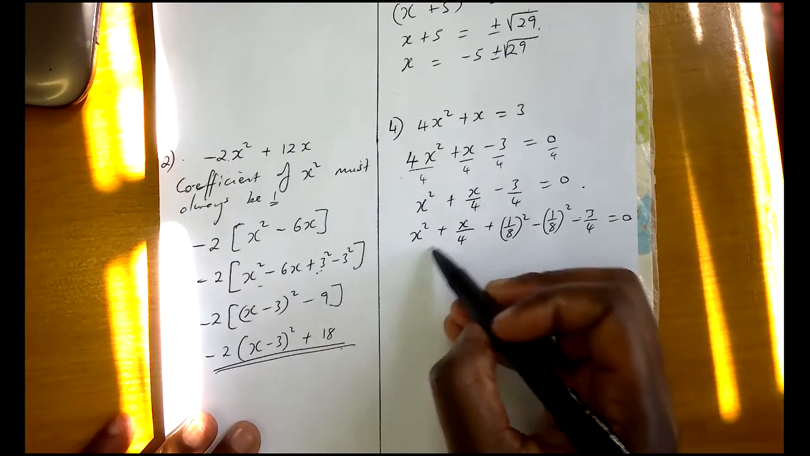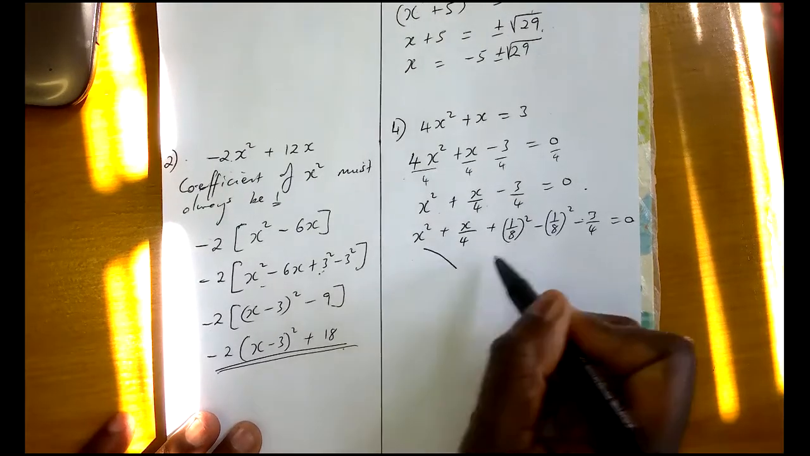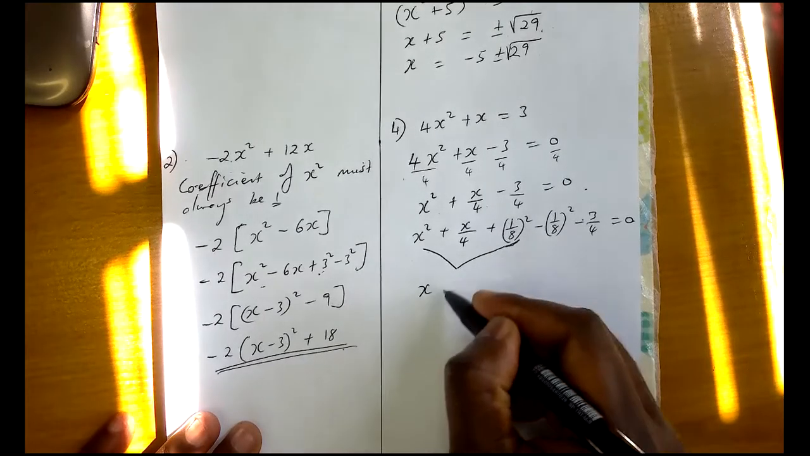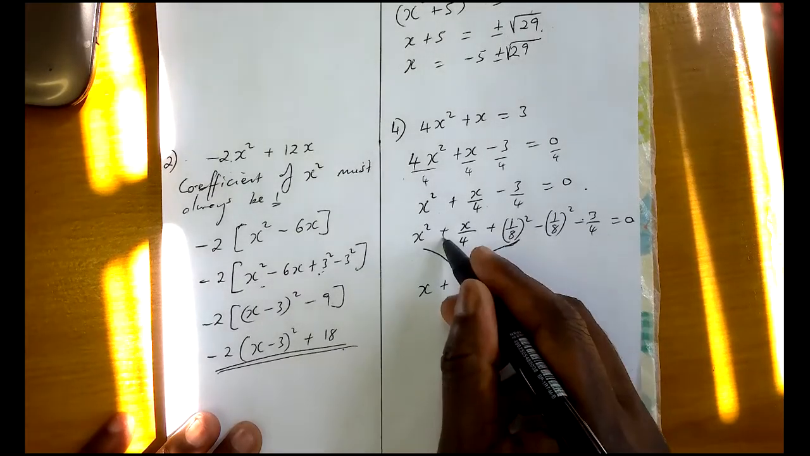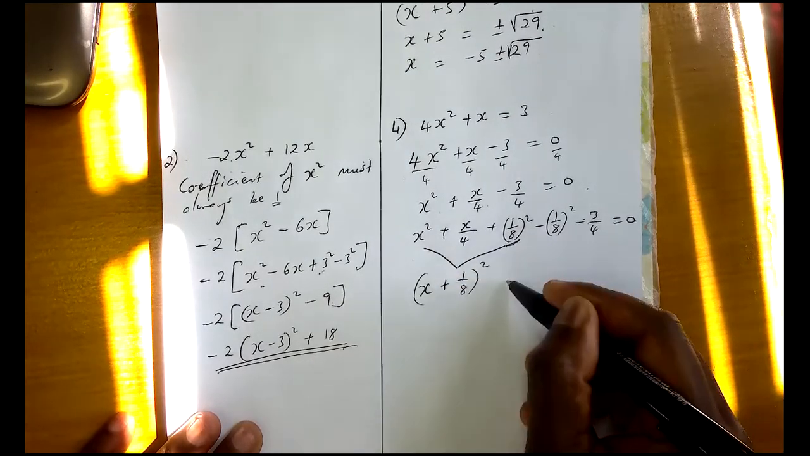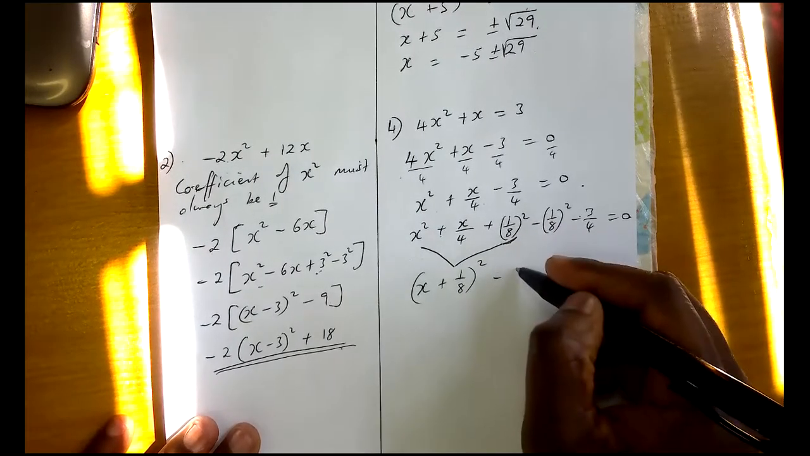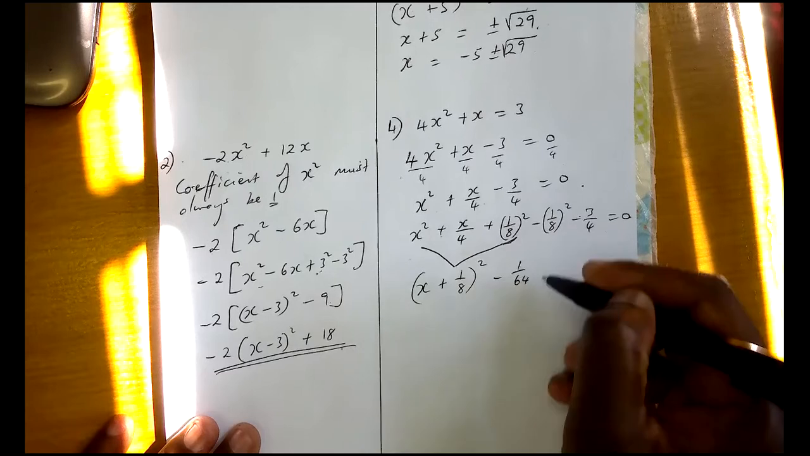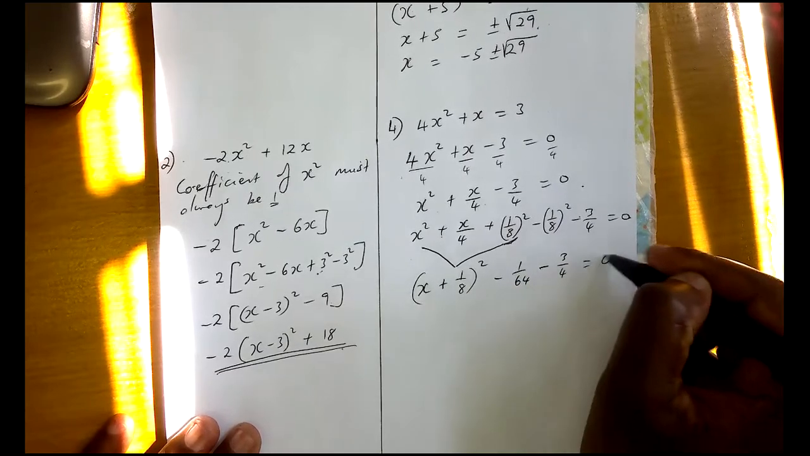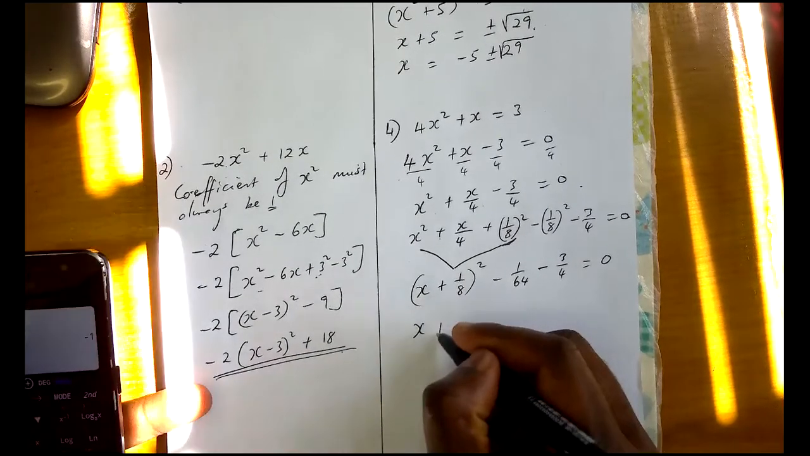Now, what do we do now? We take this one. We know already that this is a complete square. This is going to be x plus, we take the sign here, 1 over 8 squared, minus 1 over 8 squared, which is going to be 1 over 64, minus 3 over 4 is equal to 0.